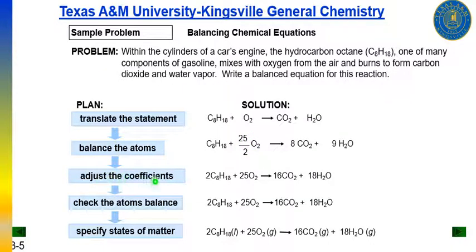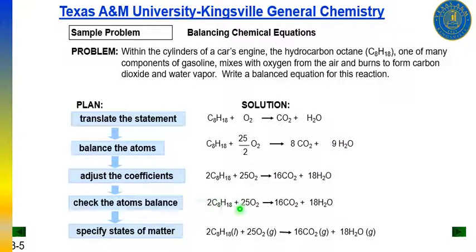Therefore, we are going to adjust the coefficients by multiplying by 2 for all of the reactants and the products. So your octane C8H18 multiplied by 2. 25 divided by 2 multiplied by 2, 25. Carbon dioxide, 8 times 2, 16. 9 times 2, 18 for your water.